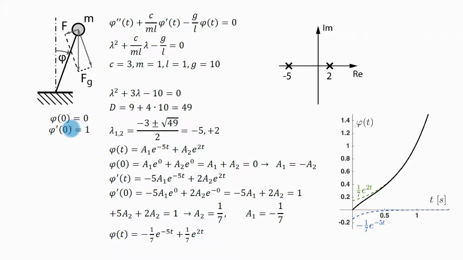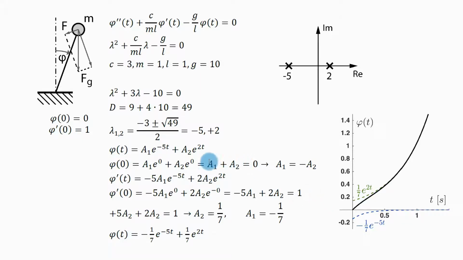Now I will use this second initial condition. For that I will need to express the derivative of my general solution. So I will take the derivative of this, and that will give me this. Now I will compute that derivative at time 0. So I will substitute 0 here, and that will give me this, which will simplify into this, which per this initial condition is supposed to be equal to 1.